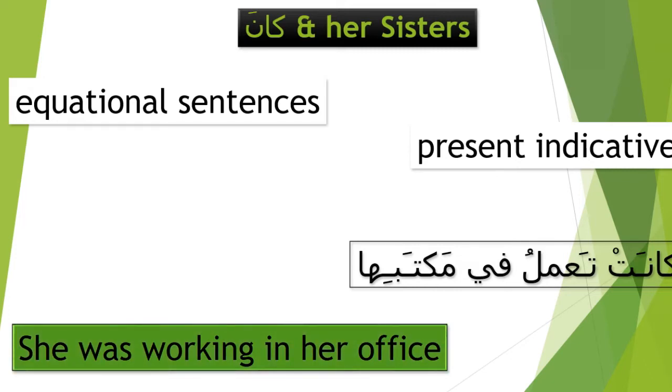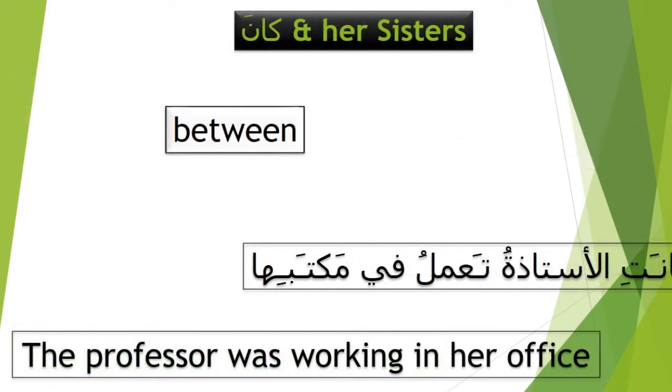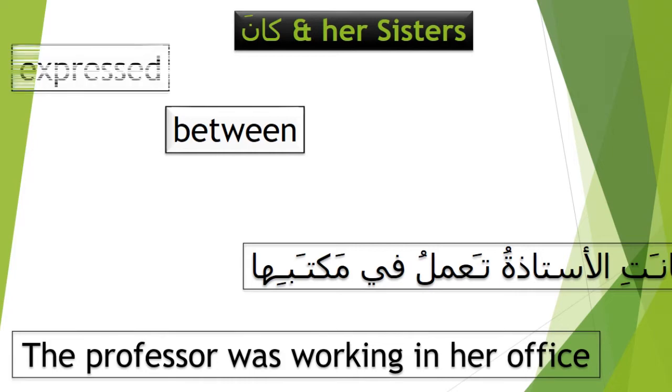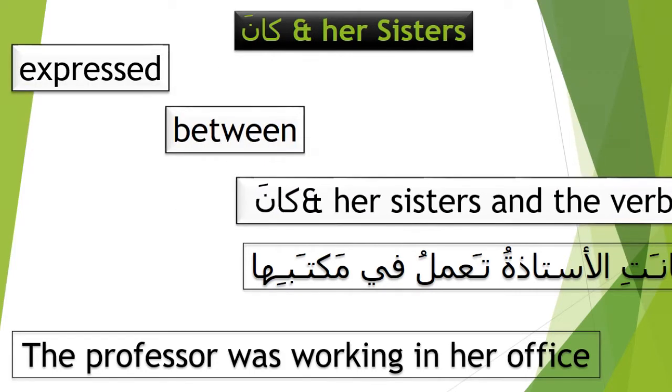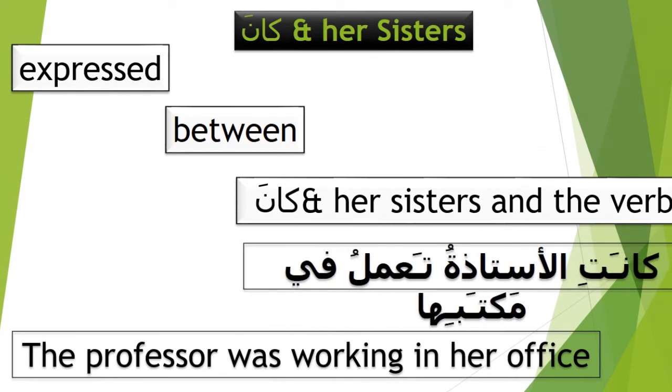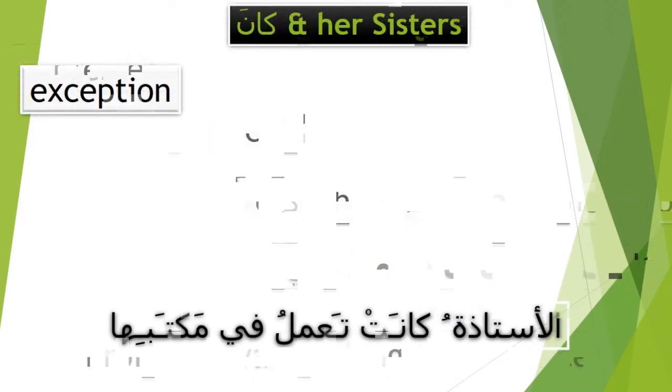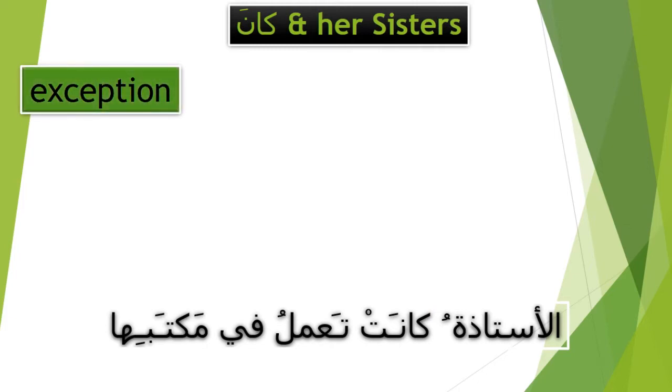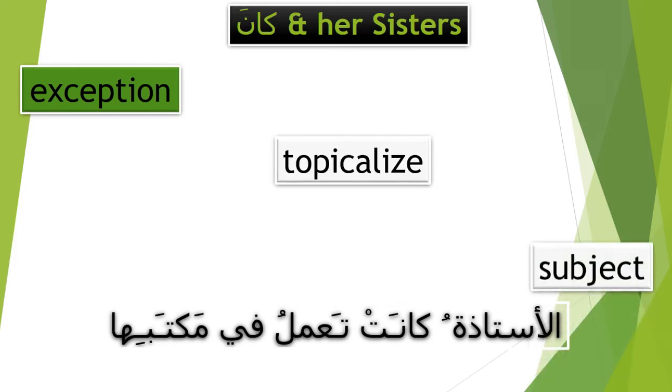If the subject is expressed, it should be placed between كان and her sisters and the verb. For example, كانت الأستاذة تعمل في مكتبها. The professor was working in her office. An exception to this rule is when you want to topicalize the subject, and that simply means that you want to emphasize it. For example, الأستاذة كانت تعمل في مكتبها.